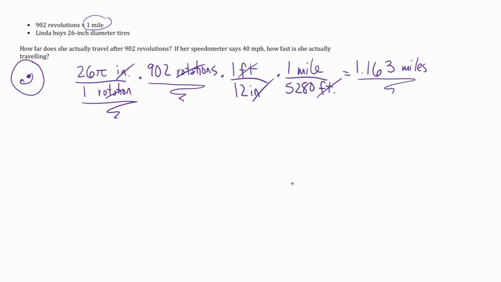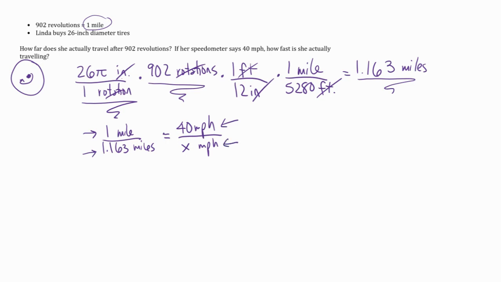So 1 mile, that's what her car thinks, is to 1.163 miles. That's how far she's actually traveled, is equal to the 40 miles per hour her car thinks that she's gone versus her actual miles per hour. Okay, so this ratio does hold true. So again, what the car thinks and what is actually occurring is equal to what the car thinks versus what's actually occurring.